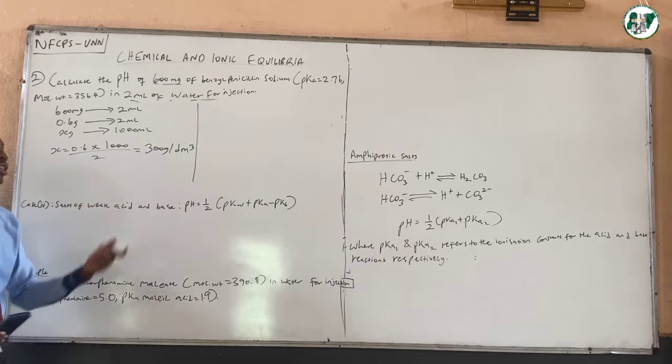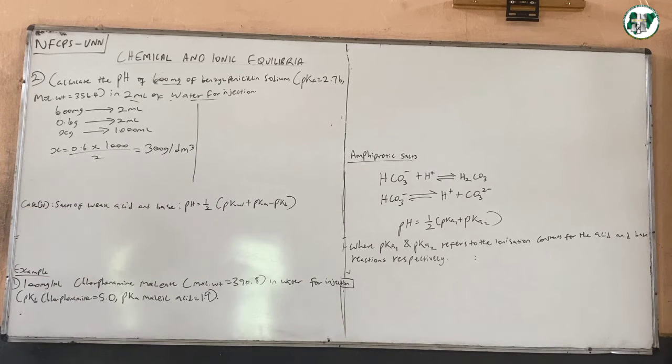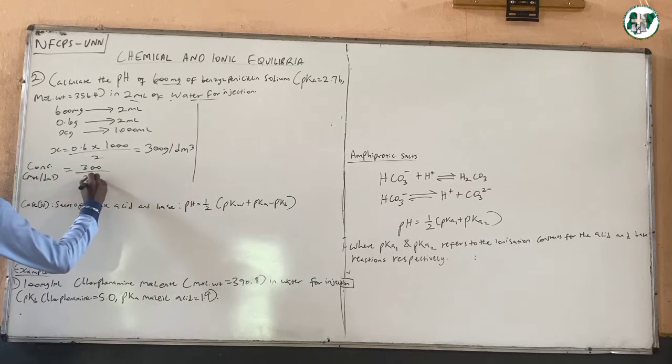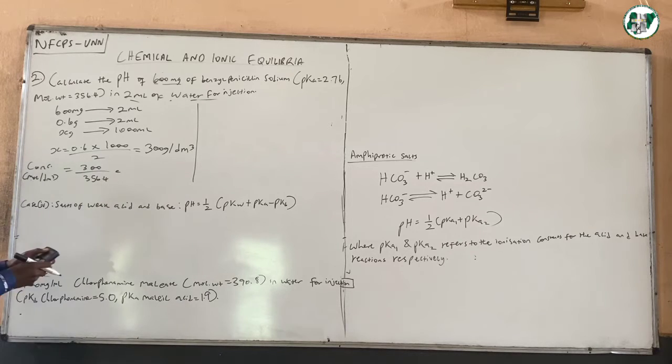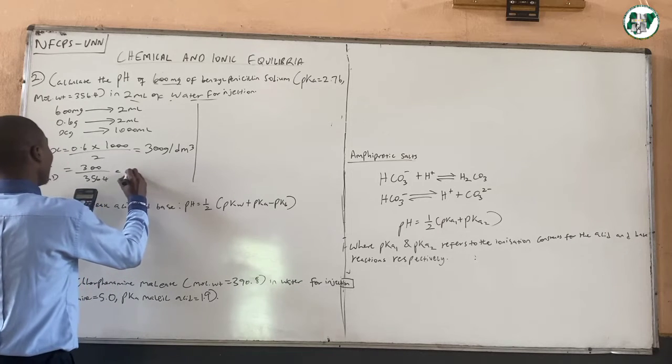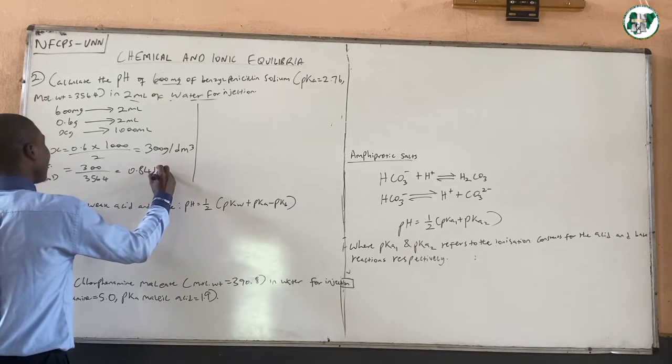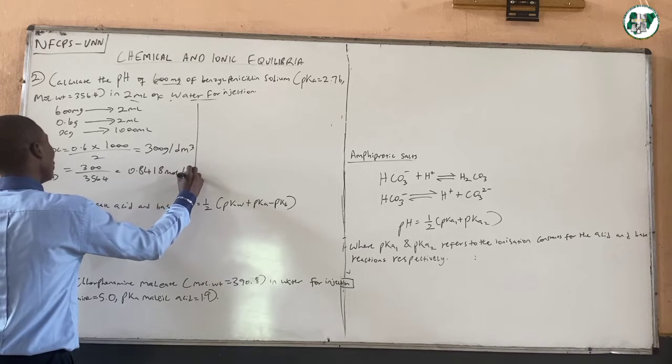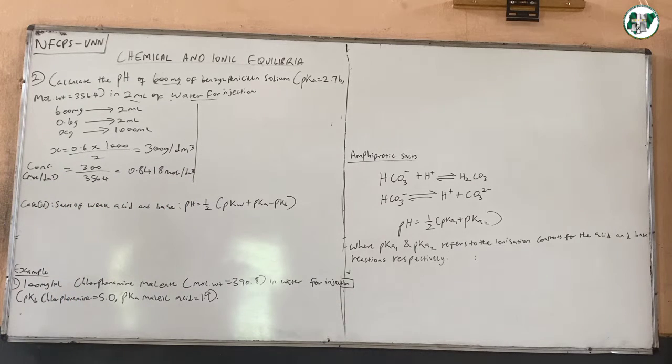So we already have the concentration in gram per dm cube. The next thing for us to do now is to convert this to mole per dm cube. And we already know that concentration in mole per dm cube is equal to concentration in gram per dm cube divided by molar mass, and the molar mass given to us is 356.4. So we have 300 divided by 356.4, which is going to give us 0.8418 mole per dm cube for the benzyl penicillin sodium. The next thing for us now to do is to calculate our pH.